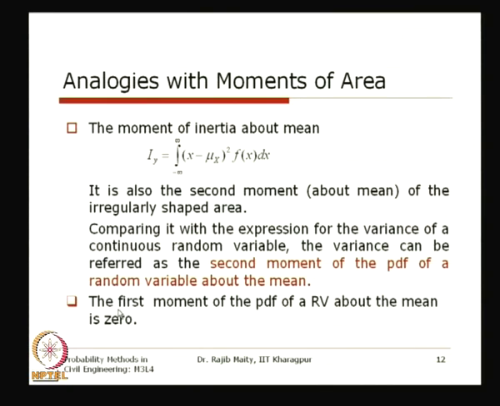Also, in the last class, towards the end, we discussed that the first moment of the PDF of a random variable about the mean is 0. We discussed why it will be 0: whatever lies on the right-hand side of the mean and on the left-hand side of the mean will negate each other, will cancel each other. That is why that moment will always become 0 irrespective of the shape of the PDF.